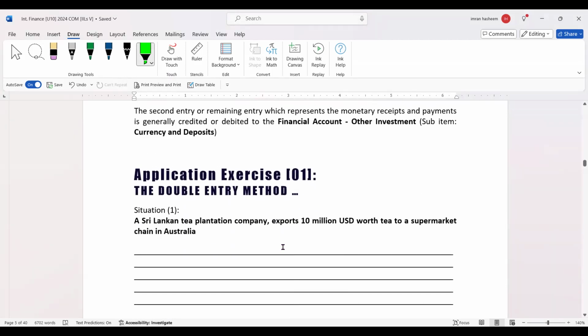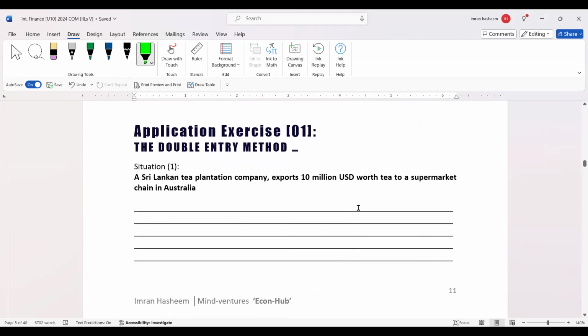So I'm going to do the first one with you guys to give you guidance, and the others I'll read and just give you an idea, but I want you to attempt. Okay, shall we try the first one? Read it and tell me the first entry and then the second entry.